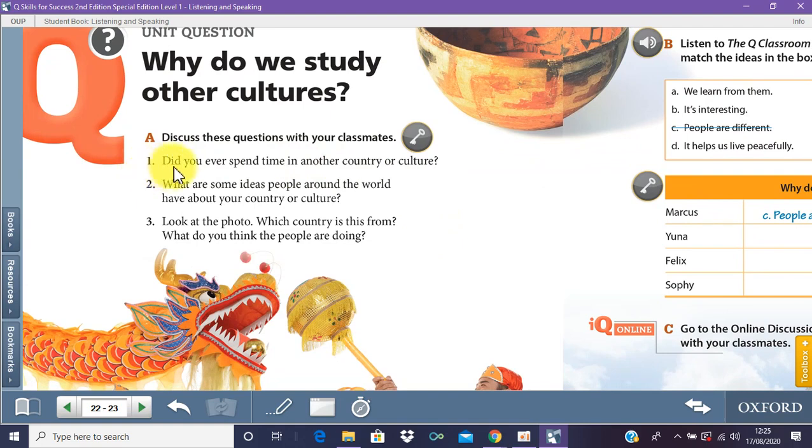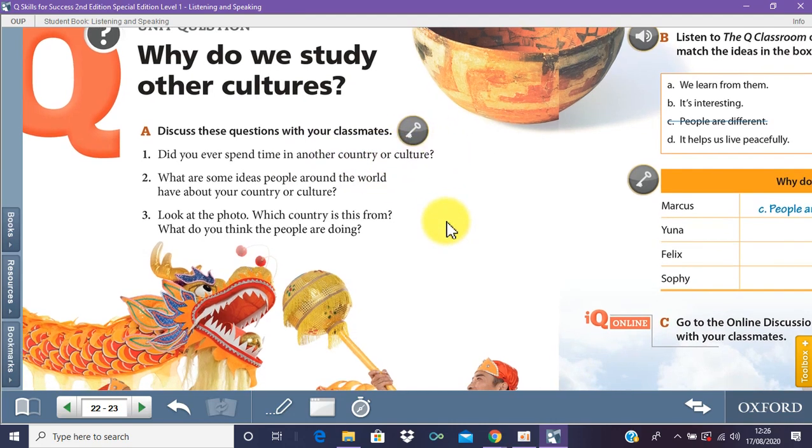Question 1. Do you ever spend time in another country or culture? This answer is very simple. The answer could be yes or no. If the answer is yes, tell me which country you've been to. Have you been to America? China? Japan? Croatia? Spain? England? Australia? What country, and what the culture was. That's question 1. It's very simple.